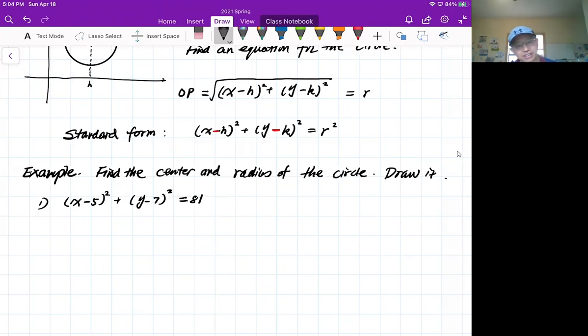Okay, that should be very easy. Warming up. Can you answer the question in 5 seconds? If you want, you can type in the chat. So what's the center? And what's the radius?